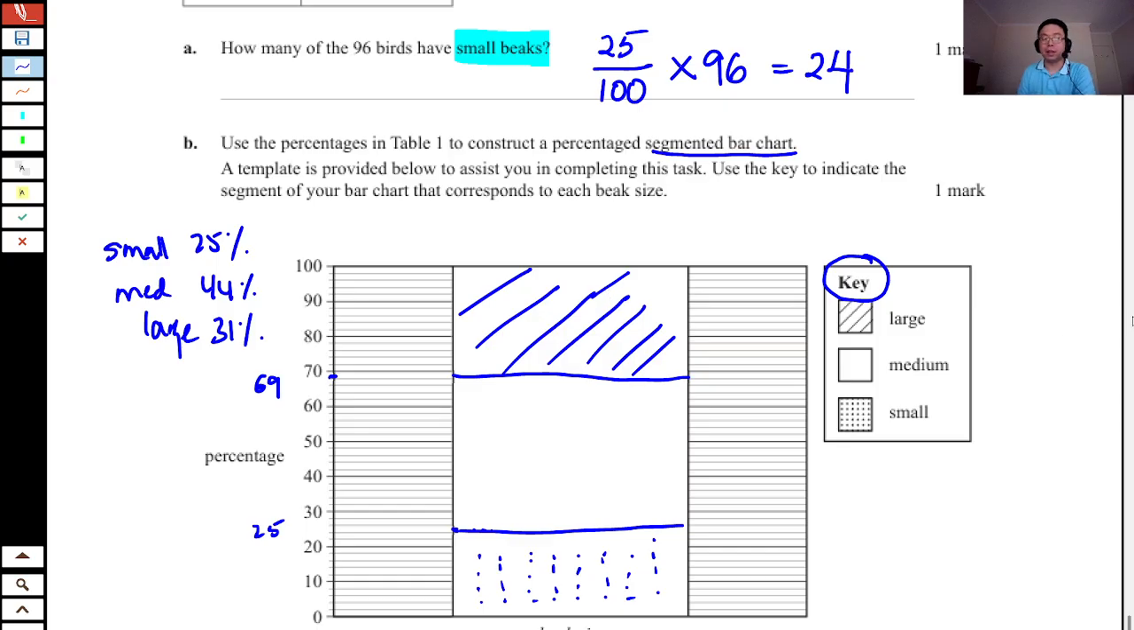Now, on the exam, they are very picky about the scale. So make sure that the 25 is halfway between 24 and 26, and the 69 is halfway between the 68 and the 70. Make sure your lines are straight. Make sure the lines on the right align with the scale on the left as well.